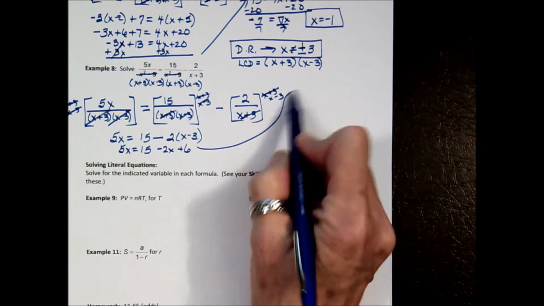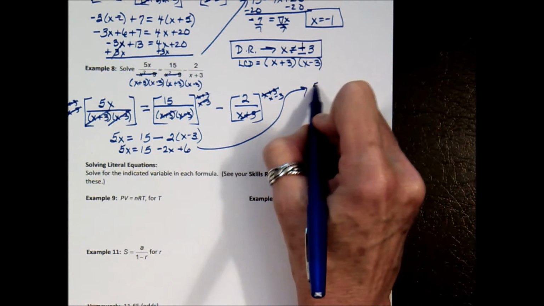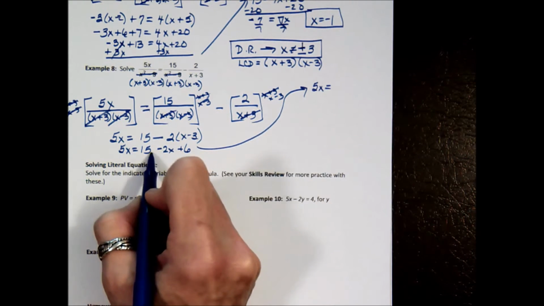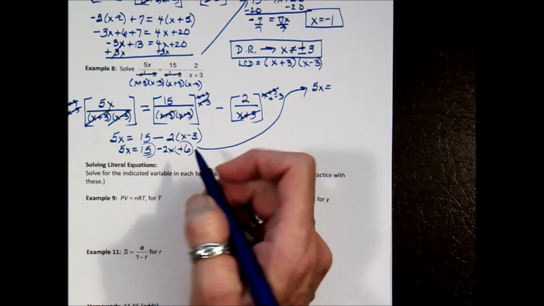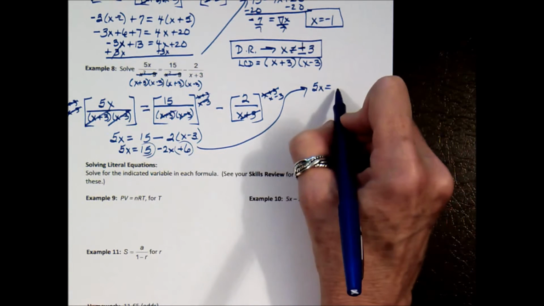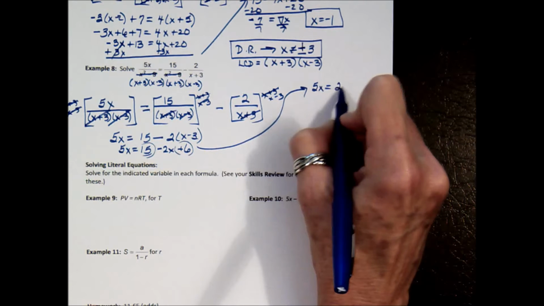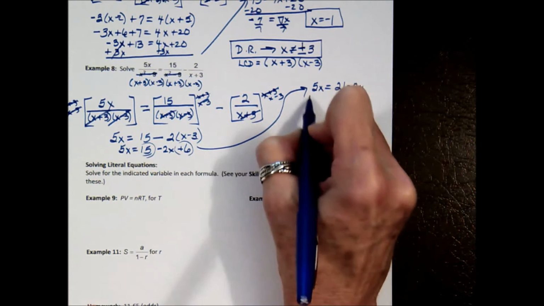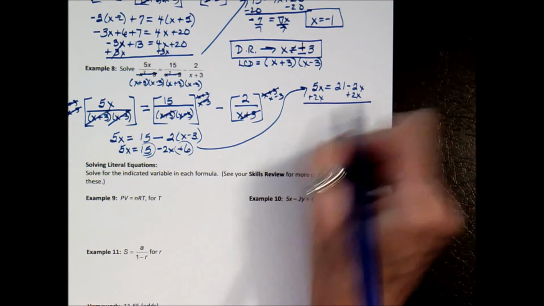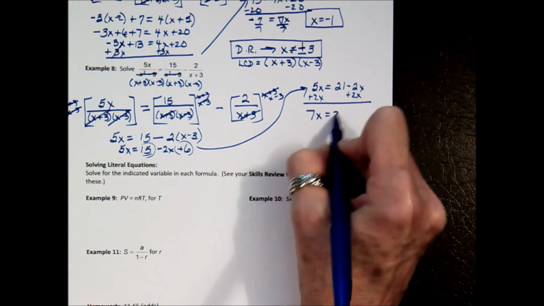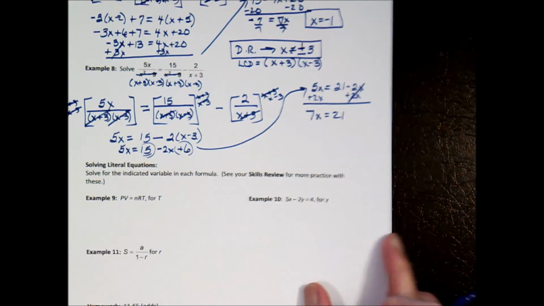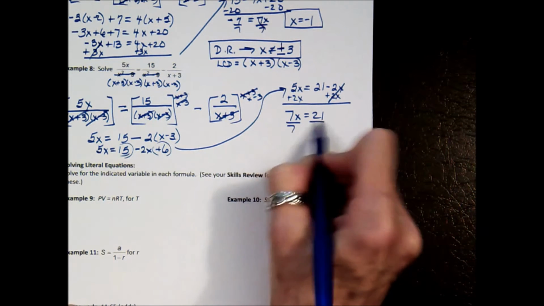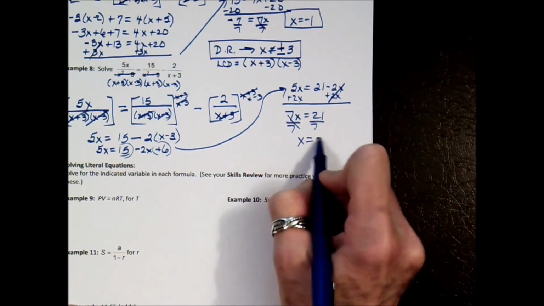Let's move over to here. So 5x, let's combine like terms. 15 and 6 is 21. So I have a 21 minus 2x. Let's add a 2x to both sides. I get 7x equals 21. That zeroes out. I divide by 7 and I get x equals 3.